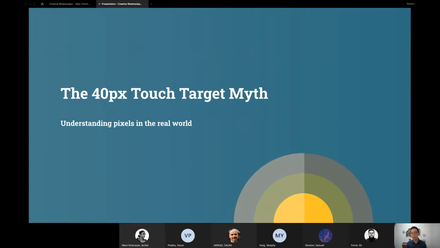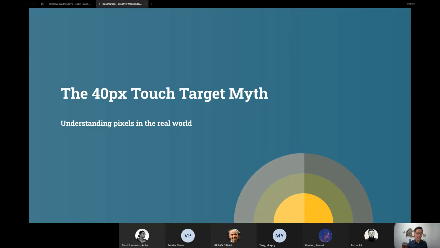For those who don't know me, I work with the UX team as a UX designer. And something that I'm really passionate about has to do with understanding the physical world and the digital world and how we interact with the two. In particular, today, I'm going to be talking about what's known as the 40 pixel touch target.